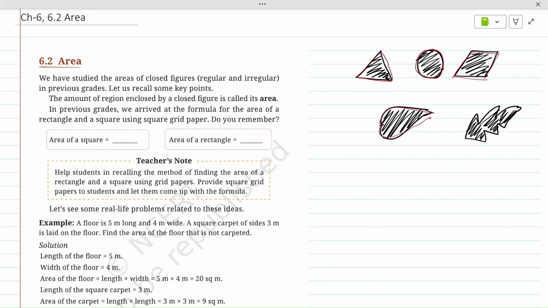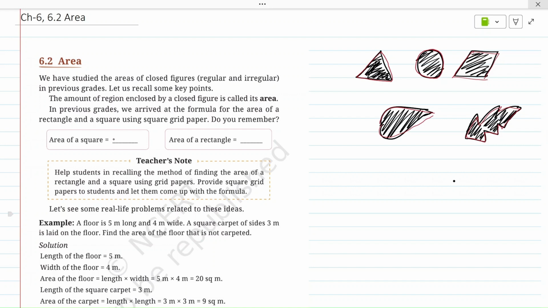And what is the area? Area is the region enclosed inside the closed figure. So the one which I have shaded here inside in black, this all represents the area. Now we have also learned what is the area of a triangle, what is the area of a rectangle or square in the previous grade. So let us write it here also.